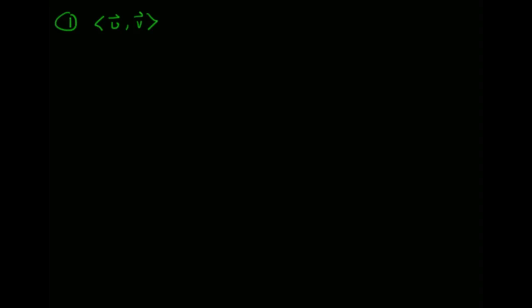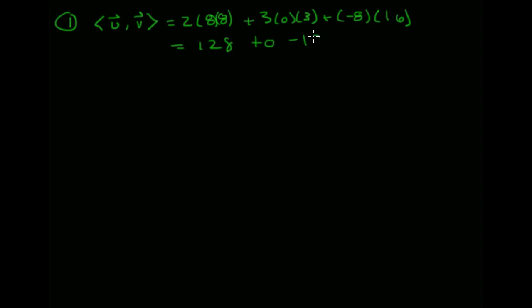I'm going to end up with 2 times 8 times 8 plus 3 times 0 times 3 plus negative 8 times 16. These reduce to 128, 0 and negative 128. So the whole inner product becomes 0. Later on, we're going to show that this has some meaning as far as orthogonality, but we're going to leave it there for right now.